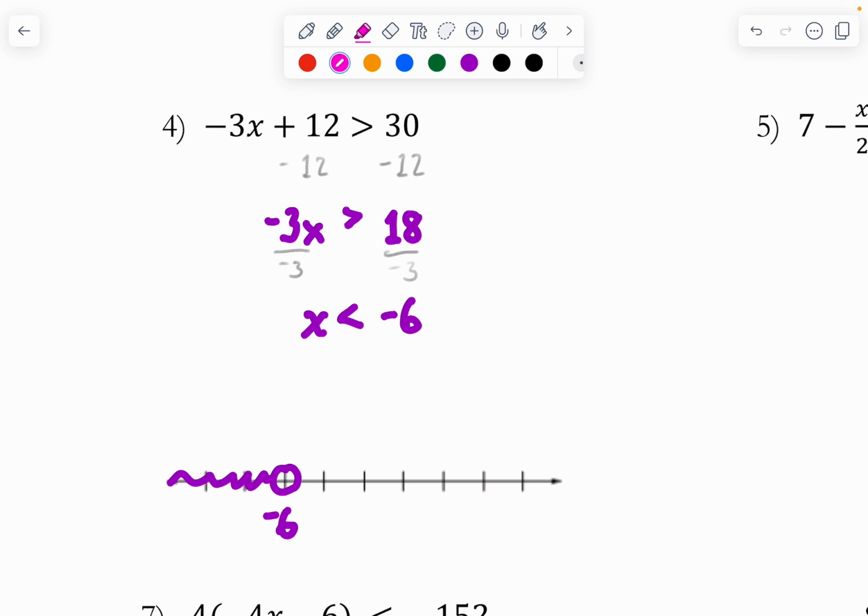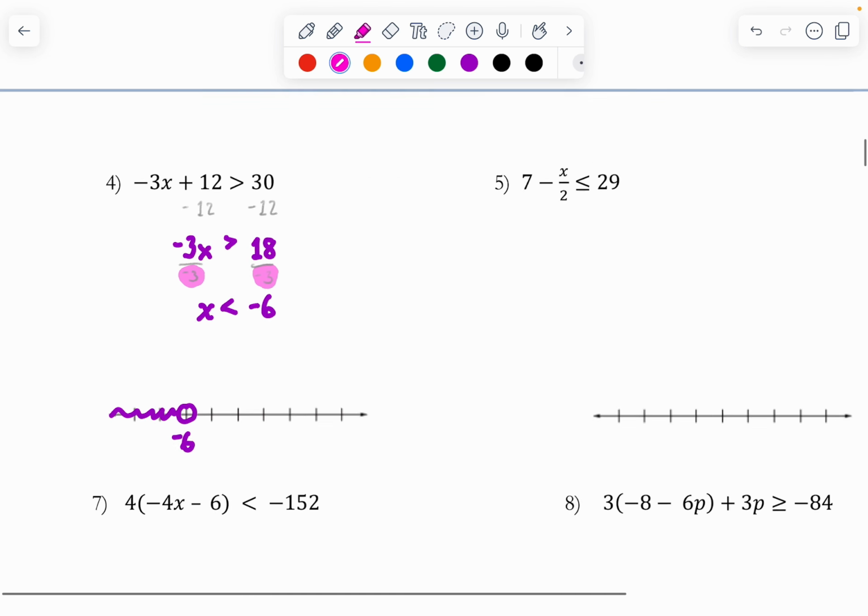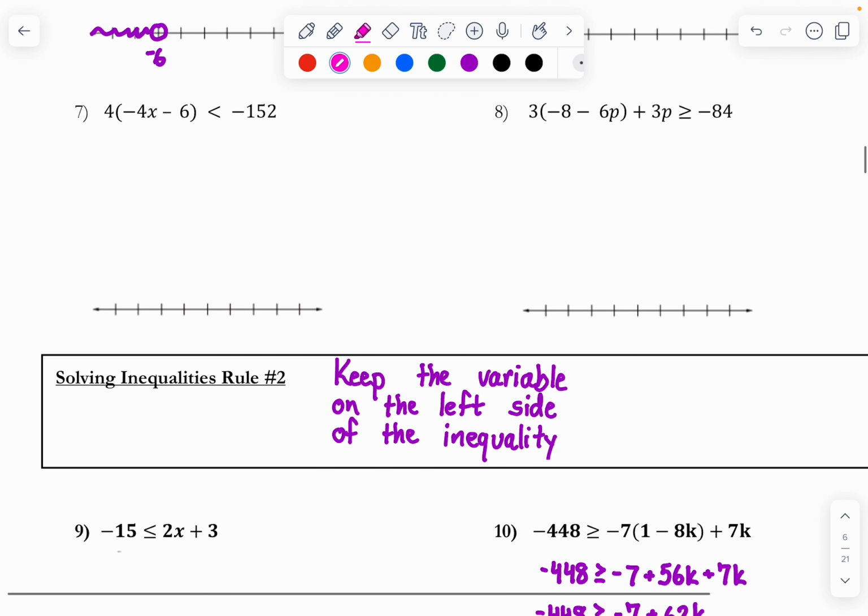And again, why did I flip? I flipped because of this -3 down here, right? It doesn't matter if the number is negative. It's the number that I'm dividing by that's important. Okay, now we're going to look at some more complicated problems.